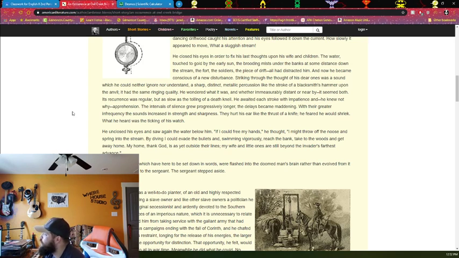The water touched to gold by the early sun, the brooding mists under the banks at some distance down the stream, the fort, the soldiers, the piece of drift, all had distracted him, and now he became conscious of a new disturbance. Striking through the thought of his dear ones was a sound which he could neither ignore nor understand, a sharp, distinct, metallic percussion, like the stroke of a blacksmith's hammer upon the anvil. It had the same ringing quality. He wondered what it was and whether immeasurably distant or nearby, it seemed both. Its recurrence was regular, but as slow as the tolling of a death knell. He awaited each stroke with impatience and, he knew not why, apprehension.